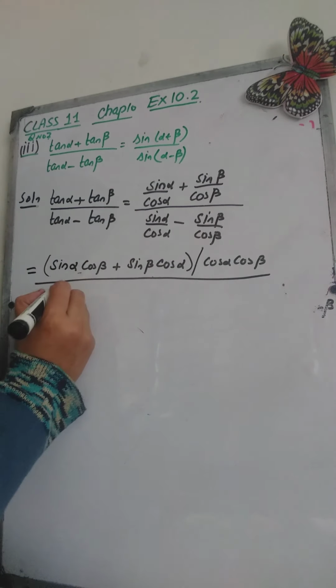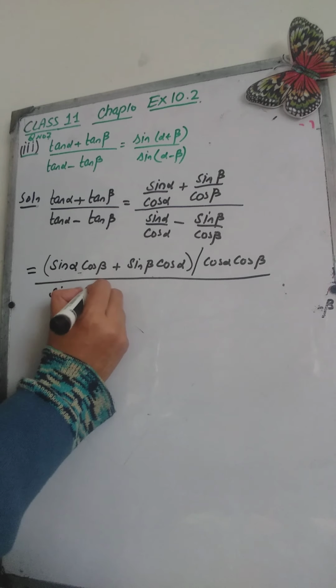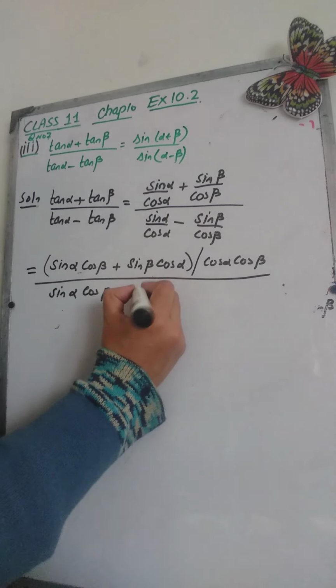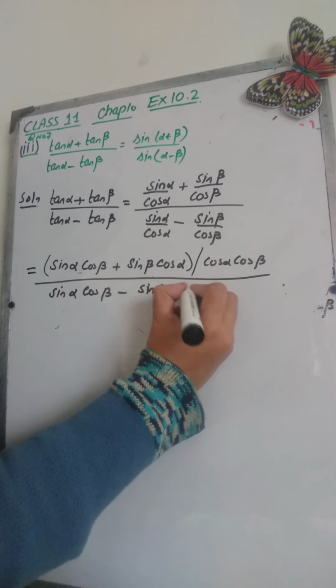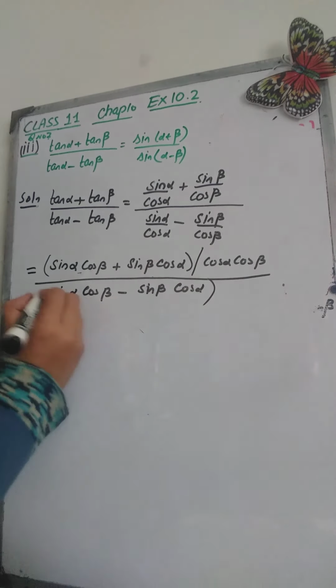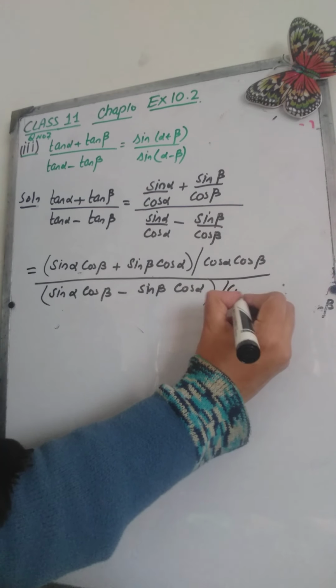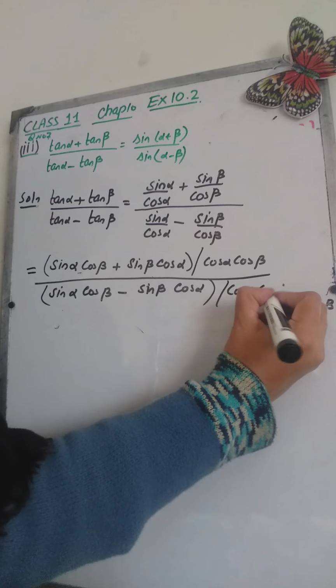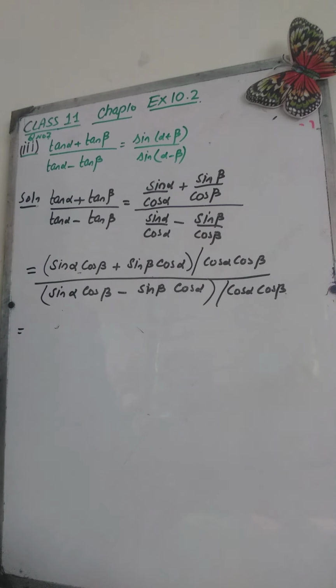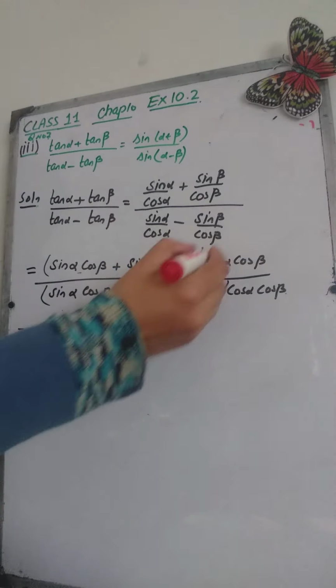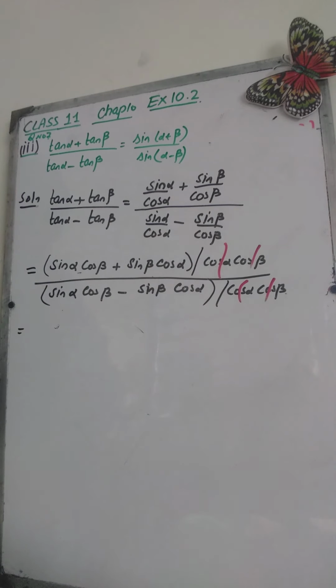over here. Again I am going to take the LCM, sine alpha cos beta minus sine beta cos alpha over the LCM cos alpha and cos beta. As both these expressions are same, so they will be cancelled out, and we will be left with the numerator and the denominator containing this and this expression.